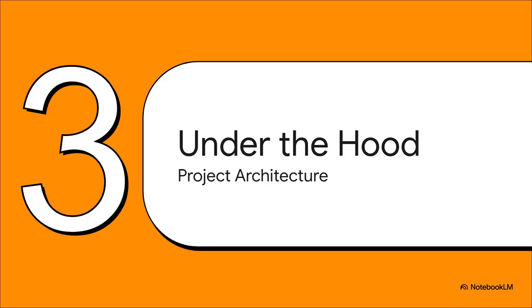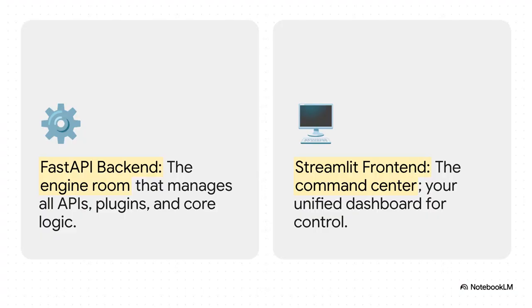So how does this whole thing work, technically? Let's pop the hood and take a quick look at the architecture. I love how this slide breaks it down. You've got two main parts. First, there's the FastAPI backend. That's your engine room. It's doing all the heavy lifting in the background, managing the APIs, the plugins, all the core logic. Then you have the Streamlit front end. That's your command center. It's the slick, interactive dashboard where you get to be the boss, controlling and monitoring everything.